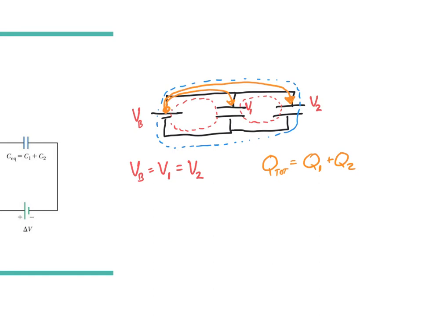I need one more equation. My one more equation is going to be the V equals Q over C equation, but I'm going to write it differently. I'm going to write it instead as Q equals VC. The charge is equal to the voltage multiplied by the capacitance. I do this because I have a good charge equation down here, and I can replace each Q with V times C.